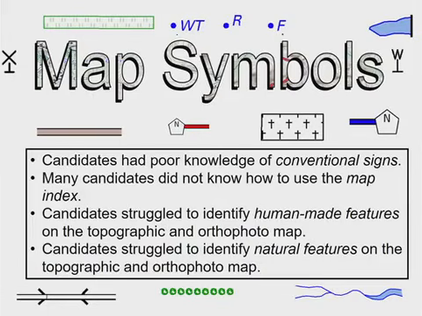Now, if you just look at the slide that we've got here, we've got the map symbols. You should know that here we've got a row of trees, so that would be a natural feature. You should know that here we've got a river. That is a natural feature. You should know that if we've got a national road or a cemetery or a bridge, then this is a human-made feature.